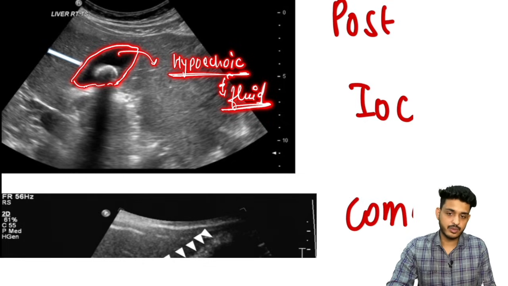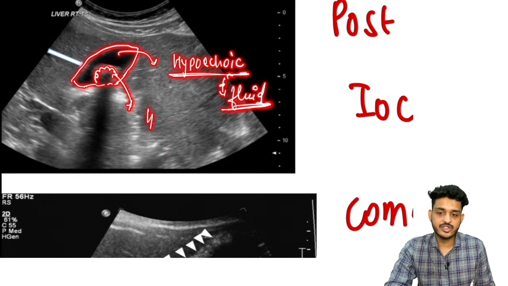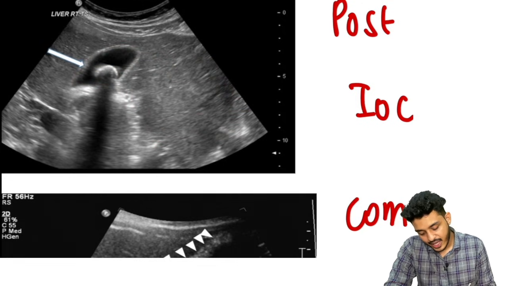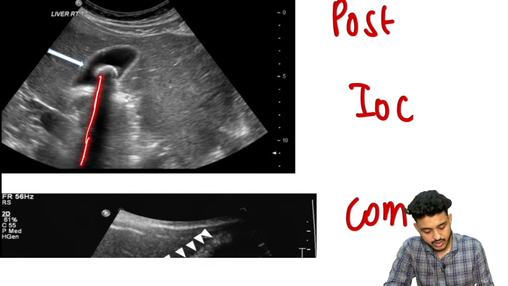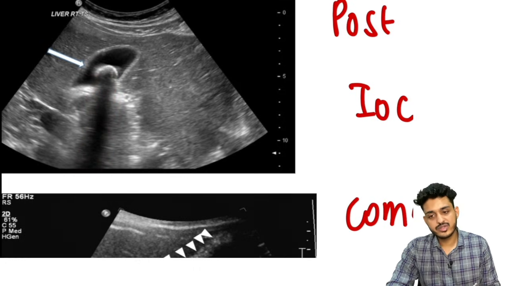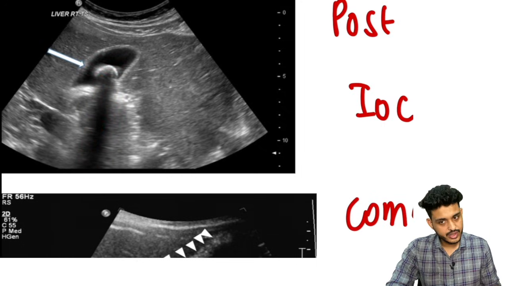It will be having bile. But can you appreciate this white colored structure? What is this white colored structure? It is going to be a hyperechoic structure. You can appreciate this hyperechoic structure is taking up all the sound waves, and it is not transmitting anything back. And you are having this particular black colored shadowing over there.